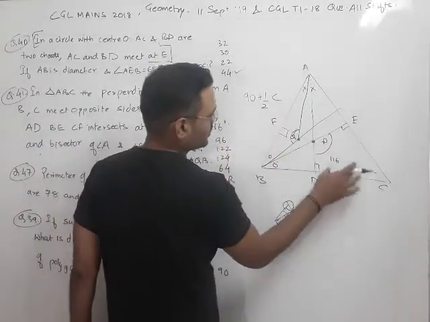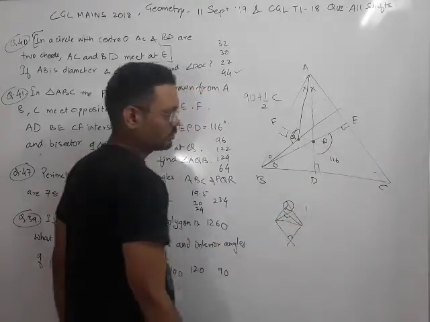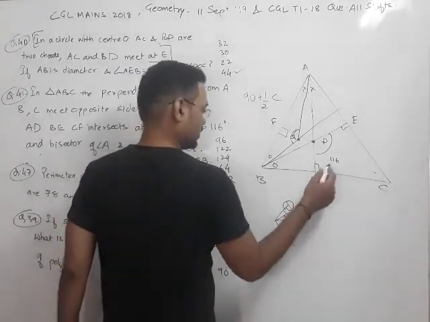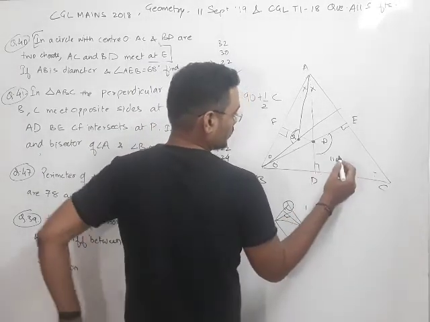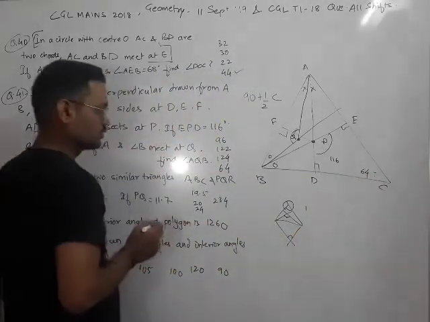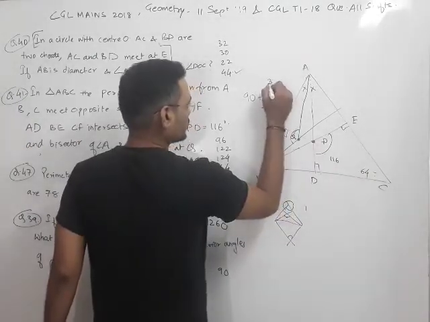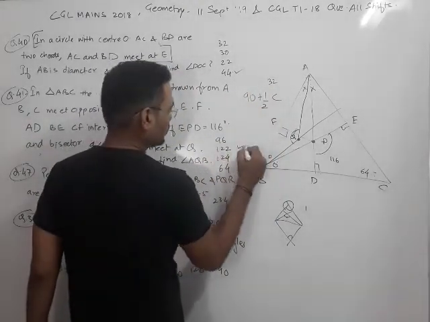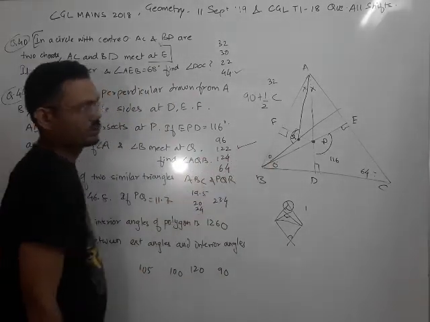You know how we will find C? In this, 90, 116, 90, this is remaining. How much will this angle be? It's going to be 180 minus this, which is 64. So this is 64, so half of 64 is 32. So 122 is the answer. It was only about drawing this, nothing else.